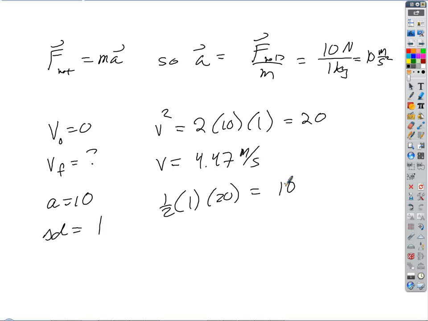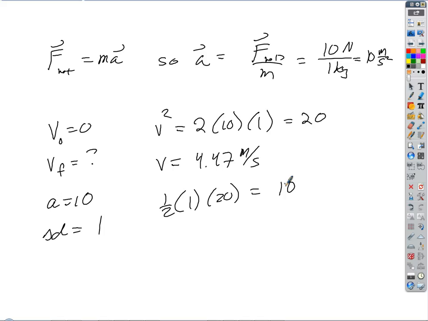Interesting. That was the net work done on this thing too, right? Not a coincidence. The net work corresponds to the change in kinetic energy. Think of it in terms of an energy budget. I did 20 joules of work on this thing. If we were in outer space, without any gravity, I would have invested all of my work into the kinetic energy of this thing. It would have left with 20 joules of kinetic energy.